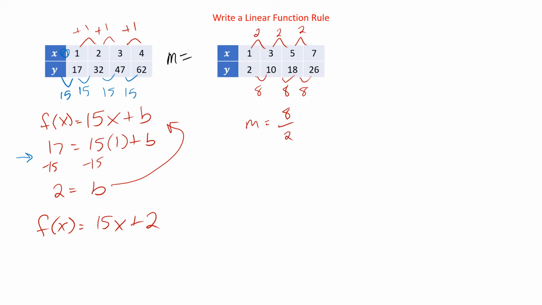Now, one of the common mistakes here is to go 2 over 8, because in the table it already almost looks like a fraction. You have to flip it. It's the y's over the x's. So we have 8 over 2, which will simplify. 8 divided by 2 is just 4. So we have the slope.